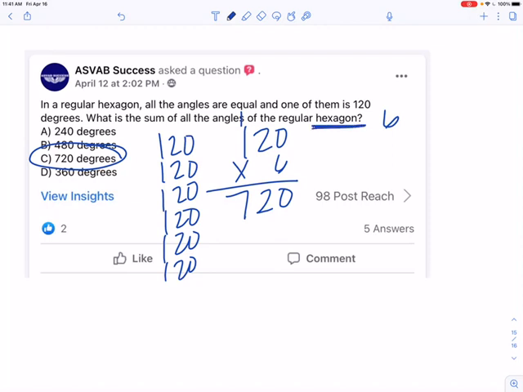A good idea, if you don't remember this stuff from geometry class, is to make a list of the shapes and just write the sides and the angles for them. I think that could be helpful for you.